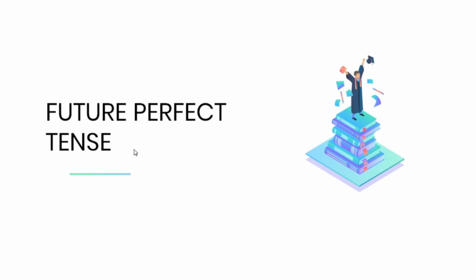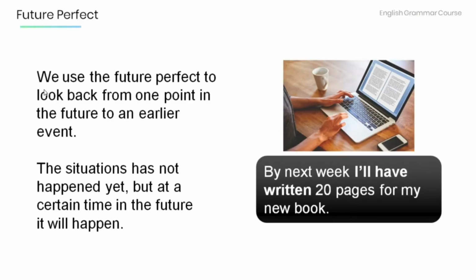Let's get started. Now we use the future perfect to look back from one point in the future to an earlier event. Now the situation has not happened yet, but at a certain time in the future, it will happen. Have a look at the example over here. By next week, I'll have written 20 pages from my new book. Now, this sentence is in the future perfect tense, and it's used to describe a situation that has not happened yet, but will happen in the future.